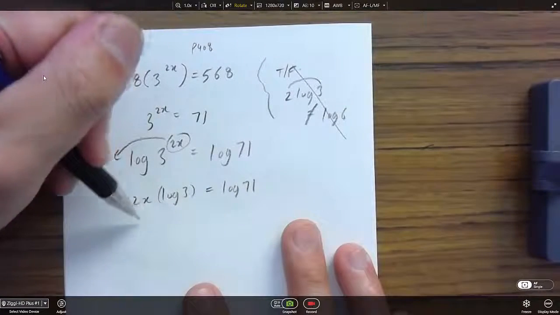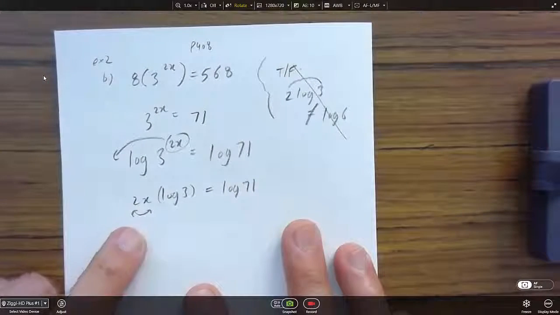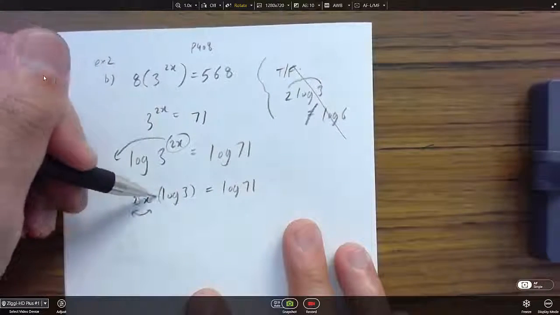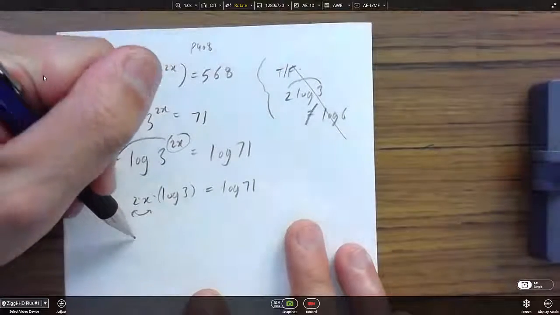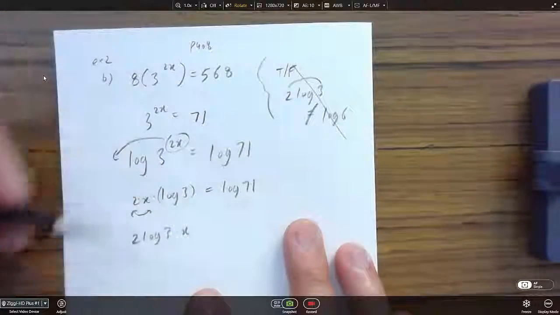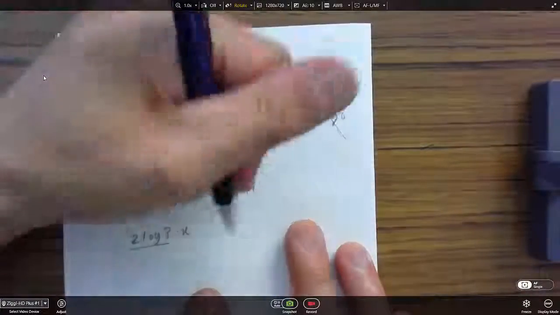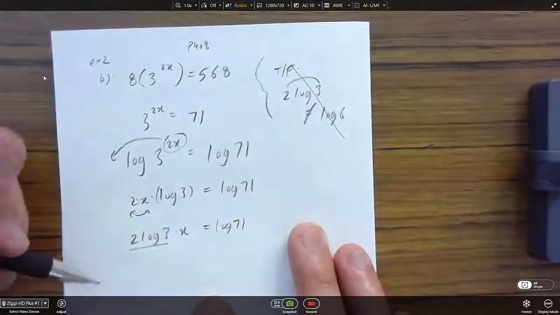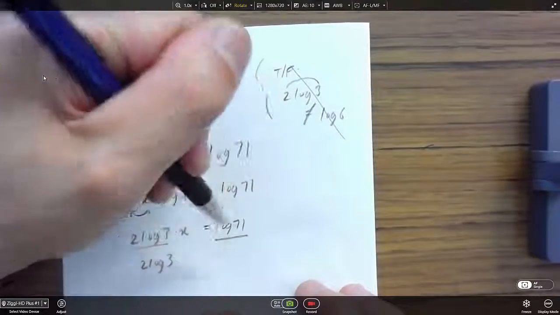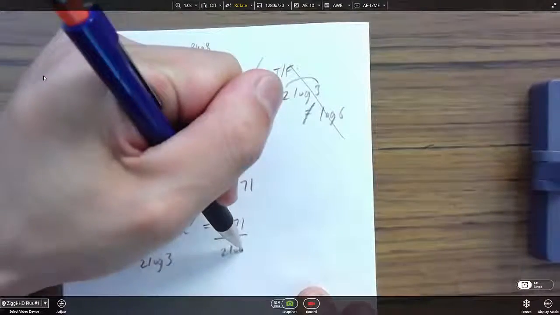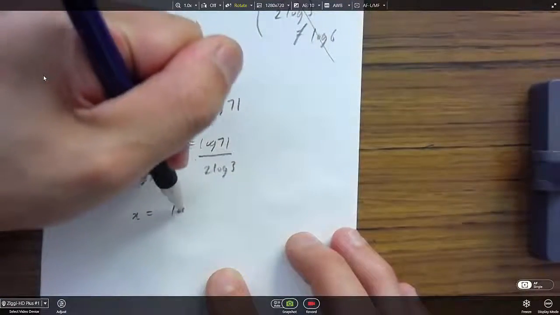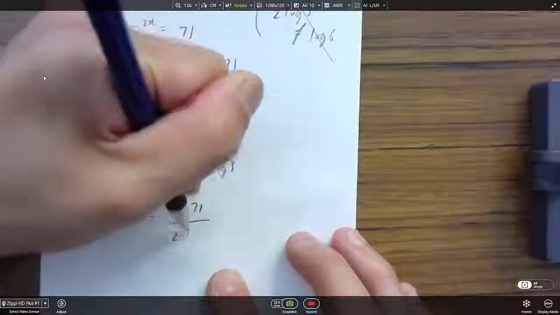So what we have here is using the fact that multiplication is commutative, 2 times 3 is 3 times 2, that you can move things around when you're multiplying. We're going to write this as 2 log 3 times x. See, I just moved the x to the right here, and we have a coefficient, is equal to log 71. Now we can divide both sides by the coefficient. So I'm going to divide both sides by 2 log 3, and we get log 71 divided by 2 log 3. And there you have it. We now know what x is. x is equal to log 71 divided by 2 times log 3.